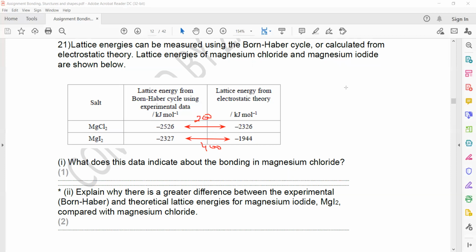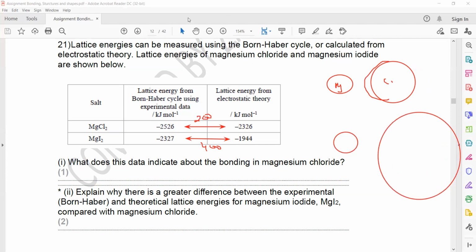Basically, in magnesium chloride, the chloride ion is smaller in size, so there will be a distortion, but a smaller distortion, less polarization. But the iodide ion is larger in size, so as it is larger in size, the distortion of the iodide ion will be greater. So how do we write this answer?